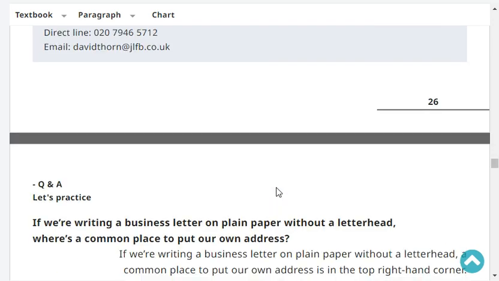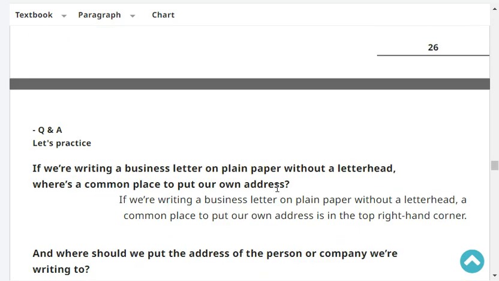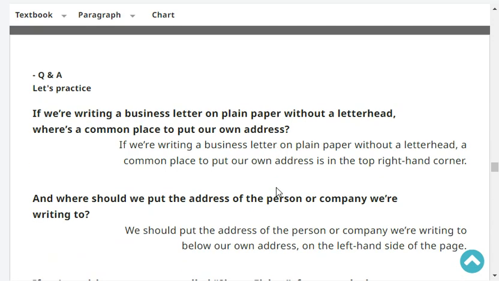Okay, let me just scroll down. Okay, here we go. If we're writing a business letter on plain paper without a letterhead, what's a common place to put our own address? A common place to put our own address is on the top right hand corner.